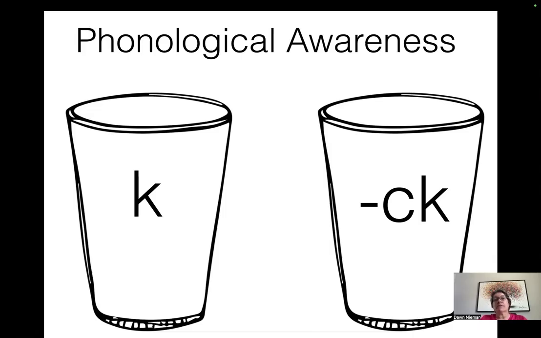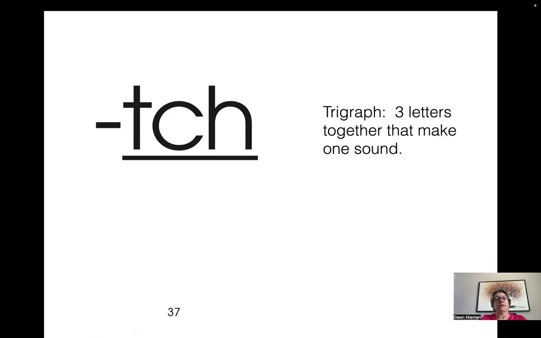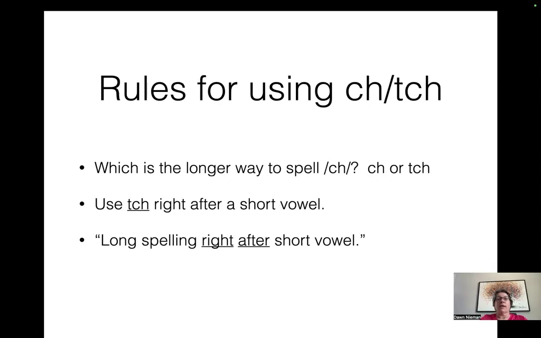And if you do this, this will set the stage for them going into, is it CH or TCH? Because they're going to have to listen to, is it right after that short vowel? So here's our new card, and it is TCH. It is technically a trigraph instead of a digraph because it's three letters together that make one sound. And I would do the same thing that I did with K and CK. Which way is longer? If you look at the letters CH or TCH, which way is longer? Hopefully, you're going to say TCH because it's three letters, not two.